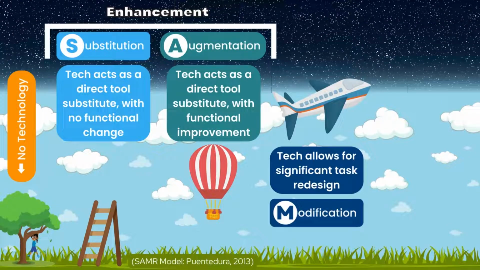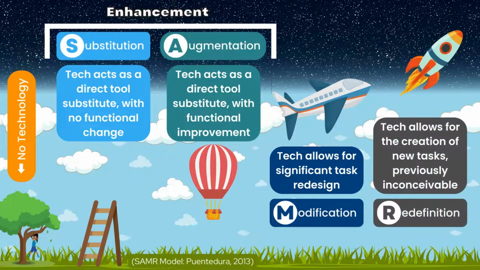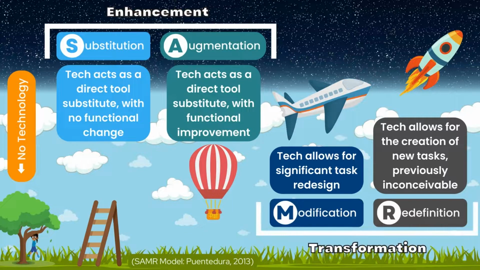The third level is modification. Here, technology allows for significant task redesign. By using an airplane, we're no longer just focused on achieving new heights, but can also travel great distances safely and with large groups, which was not possible with our hot air balloon. The final level is redefinition. Technology allows for the creation of new tasks which were previously inconceivable. By using a rocket ship, we can explore far beyond our Earth, completely redefining the task at hand. Modification and redefinition are both categorized as transformation of the lesson.